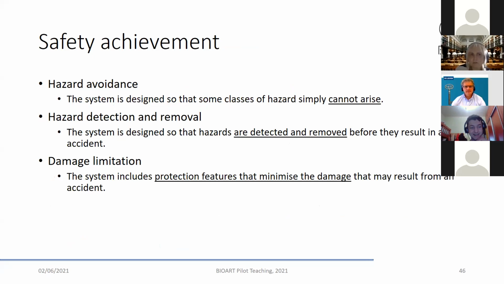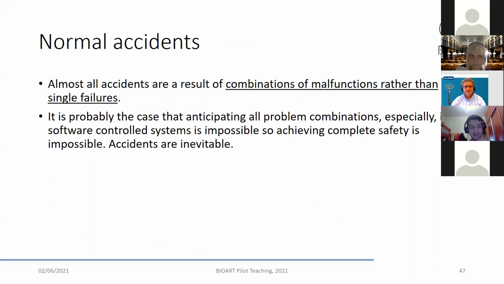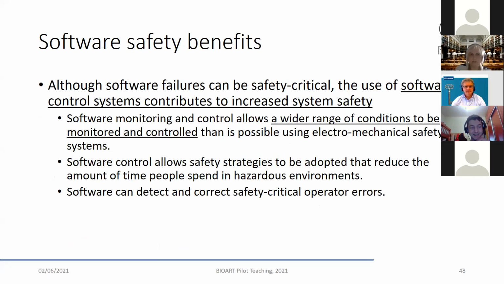How could we achieve safety? It could be achieved by hazard avoidance, by hazard detection and removal, and by damage limitation.